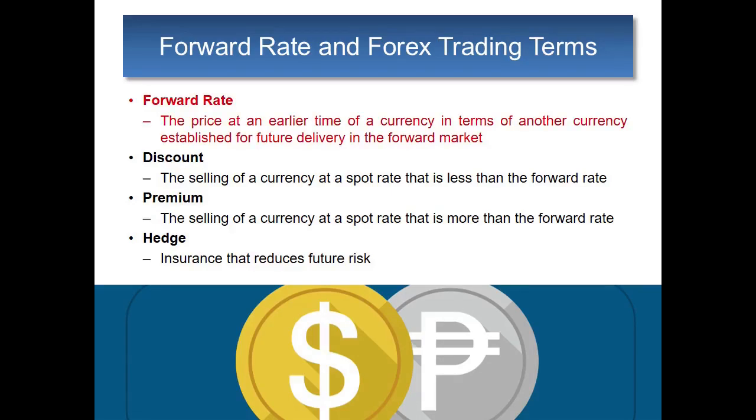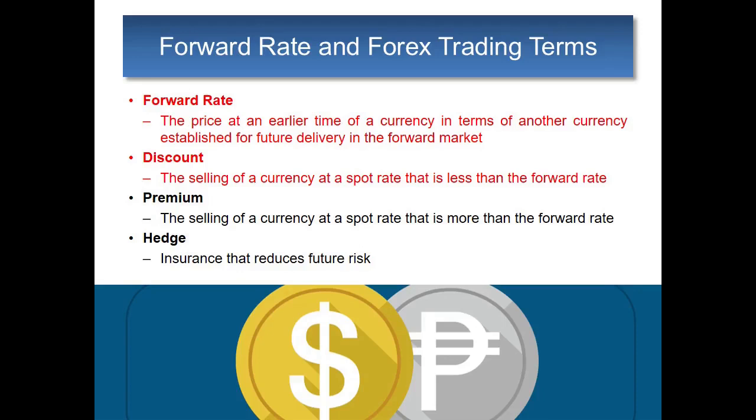The forward rate is the price at an earlier time for a foreign currency established for a future delivery in the forward market. Like in the previous discussion about forward markets, traders who are expecting to pay or receive foreign currency at a future date may agree to set a predetermined foreign exchange rate. The difference between forward and spot exchange rates reflects expectations by investors about future exchange rate movements.